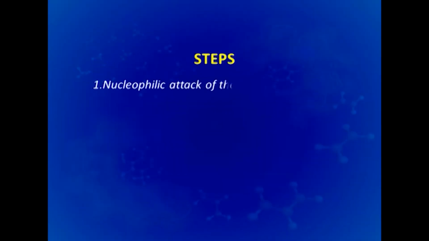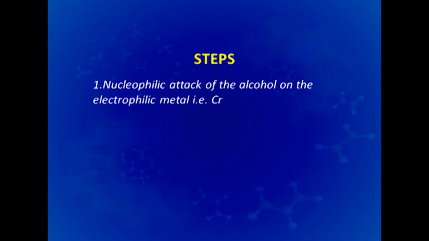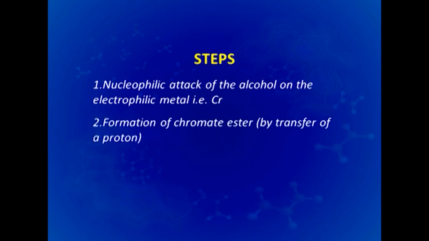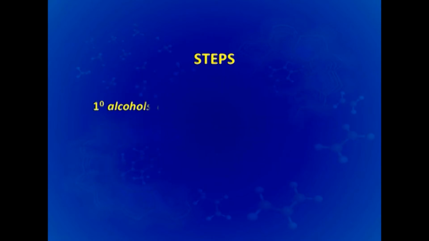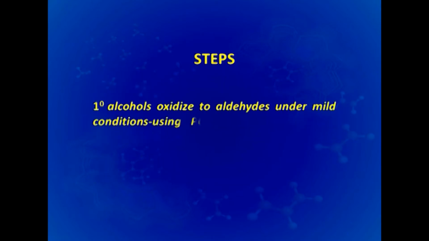So, these are the steps: the nucleophilic attack of the alcohol on the electrophilic metal, that is the chromium; the second one is the formation of the chromate ester by transfer of a proton; and the third one is a base, either water or the starting alcohol, which acts as a base and removes a proton. And one more thing I want to emphasize is that primary alcohols oxidize to aldehydes under mild conditions using pyridinium chlorochromate in the presence of methylene chloride.